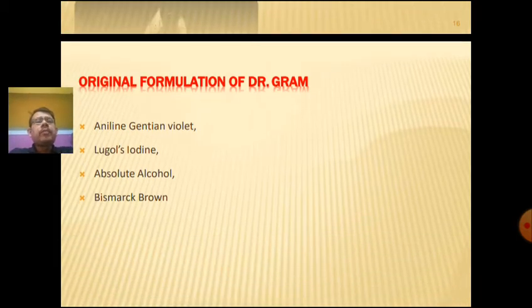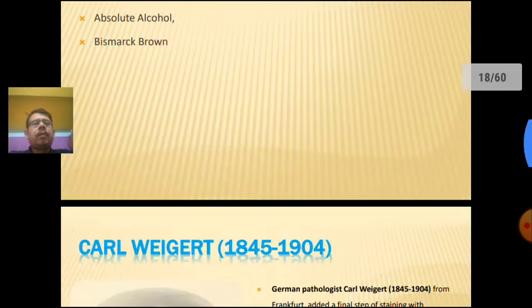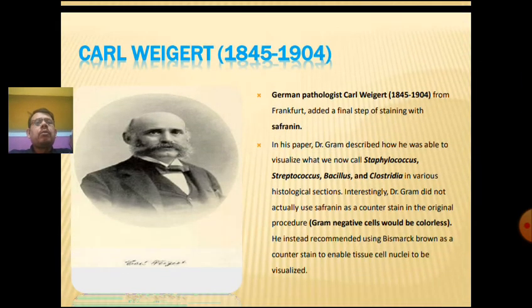The original formulation of the gram staining used aniline gentian violet, Lugol solution, that means iodine solution, absolute alcohol, and Bismarck brown. Later, the German scientist added the final steps of the staining. With the original method, only the gram positive organisms can be identified, but the gram negative organisms cannot be identified. This was overcome by another method.